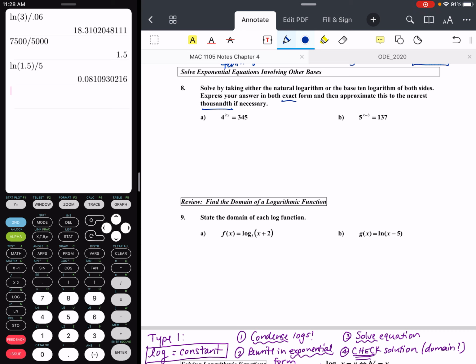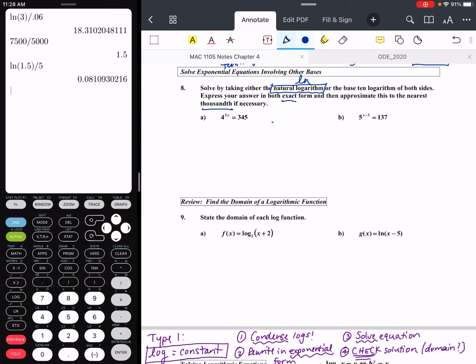All right, so notice in the instructions they say take the natural log or the common log. Both methods work. I just like to take the natural log because that base e comes up quite often, so I usually just stick with the natural log, but if you want to play around with common log, you can as well. So I'm going to stick with taking the natural log of both sides. All right, so in part A, we've got a base 4. On the right-hand side, if we could write 345 with a base 4, that'd be super, but we can't. So instead, we're going to take the natural log of both sides.